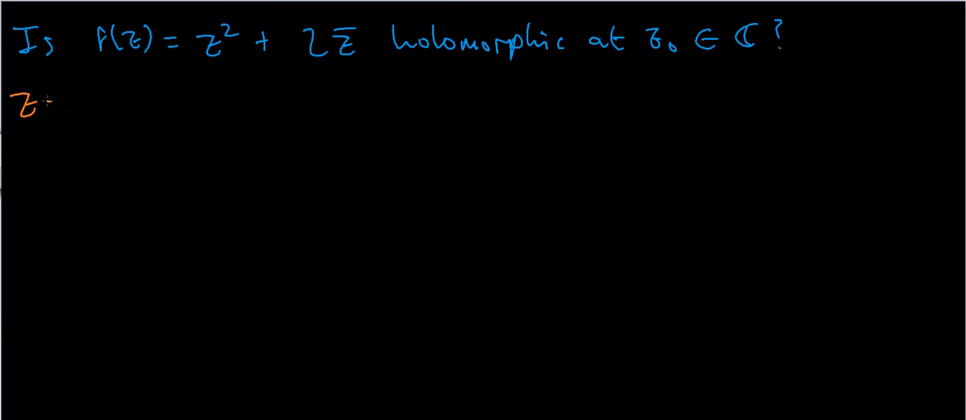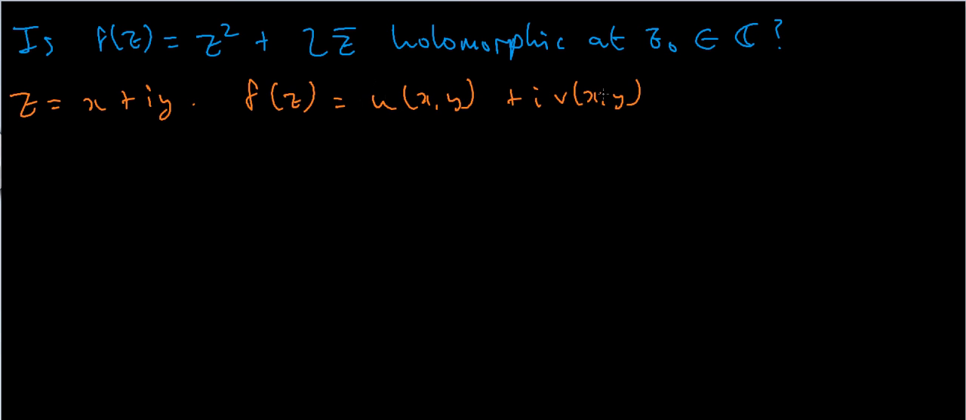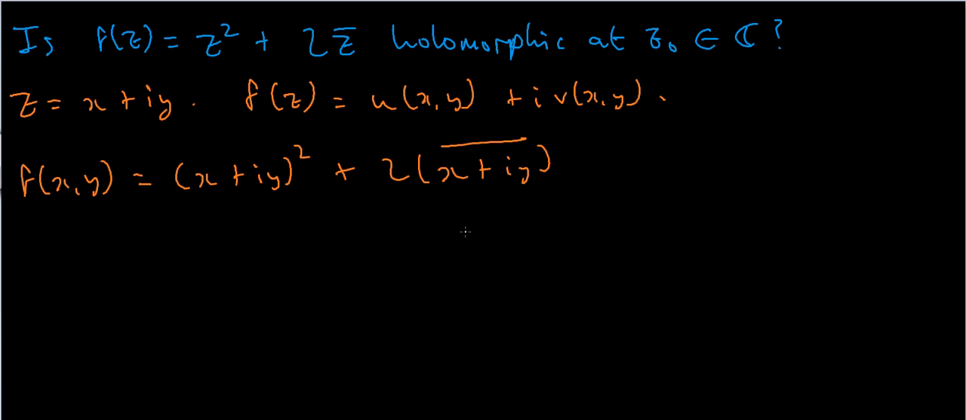So let's write z as x plus iy. My aim is to write f of z as the sum of u of xy and i times v of xy, where u and v are just the real and imaginary parts of f. So what happens when I make this substitution? Well, I end up getting f of xy, because now my function is of x and y and not z, x plus iy all squared plus 2 times z bar, and z bar is just x plus iy bar.